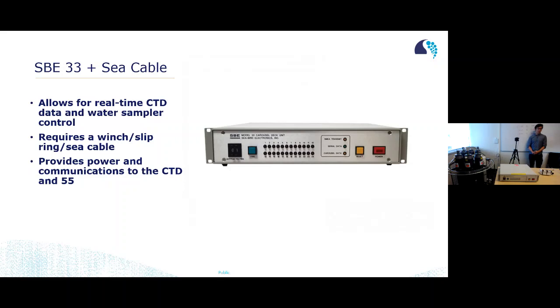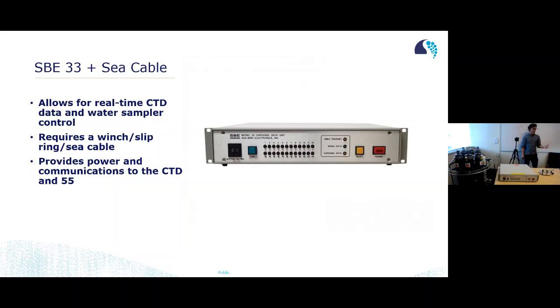It's similar to the 11 plus deck unit that's used with the larger 9 plus CTD system. And so you can think of the 33 as maybe a lighter version of the 11 plus that's more compatible with the 55 and can be used with a smaller CTD like the 19 plus V2. For the sake of this exercise, this SBE 33 is the only deck unit you can use with the 55, and you require this system in order to really get proper real-time communication from the SBE 55.